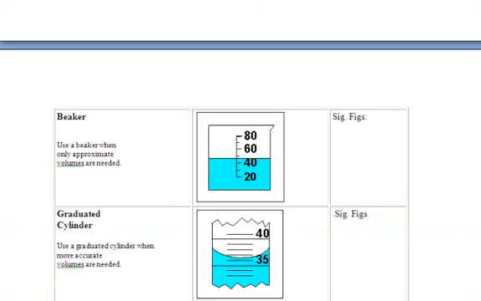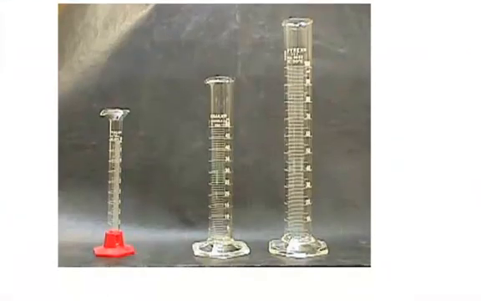Now let's talk about the size of the graduated cylinder. How do you know what size graduated cylinder to use? Well, this is a 10 milliliter graduated cylinder, this is a 50 milliliter graduated cylinder, and this is a 100 milliliter graduated cylinder. When would you use each one of these? Well, if I was going to measure 80 milliliters, I'd use the 100. If I was going to use 20 milliliters, I'd use the 50. If I was going to measure 2 milliliters, I'd use the 10.